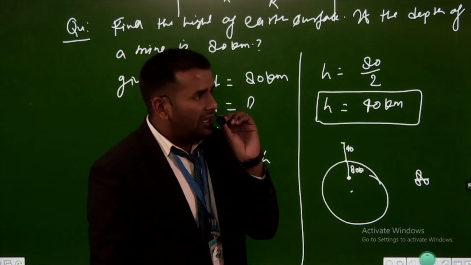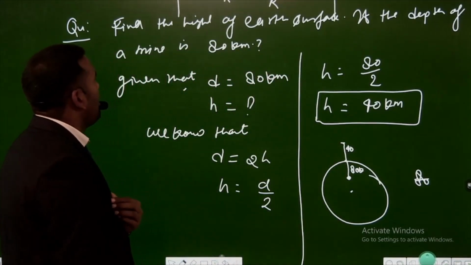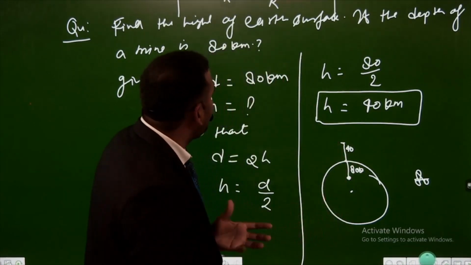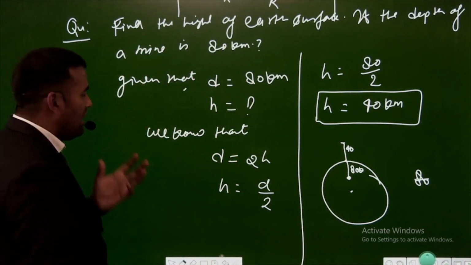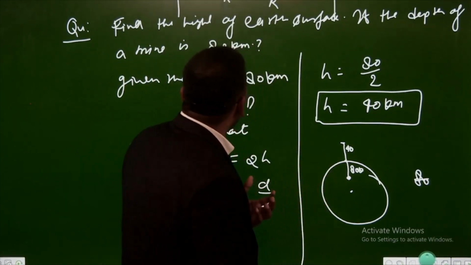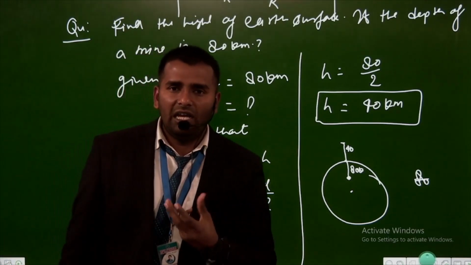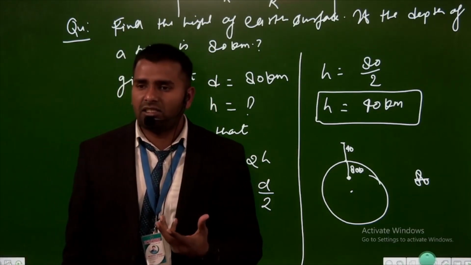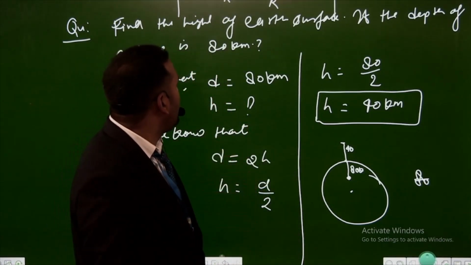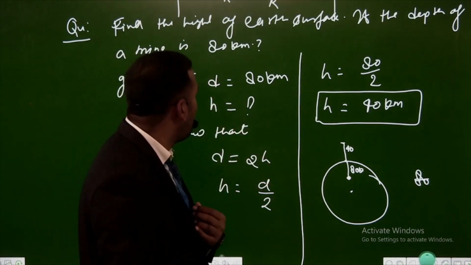Today we have discussed two topics: the variation of g with depth, and we finally found a relation between g_h and g_d, where g_h is the variation of g at altitude and g_d is the variation of g at depth. We found a relation and finally we solved a numerical.